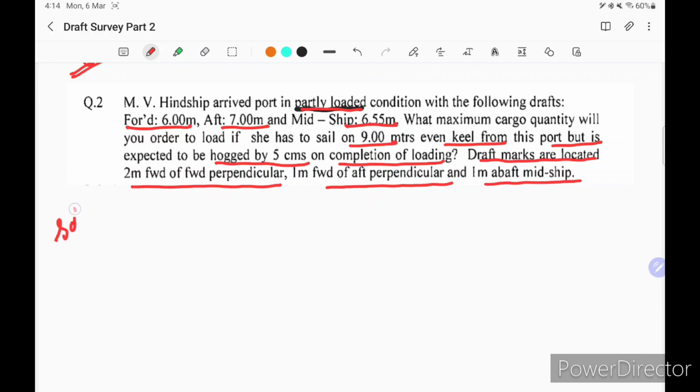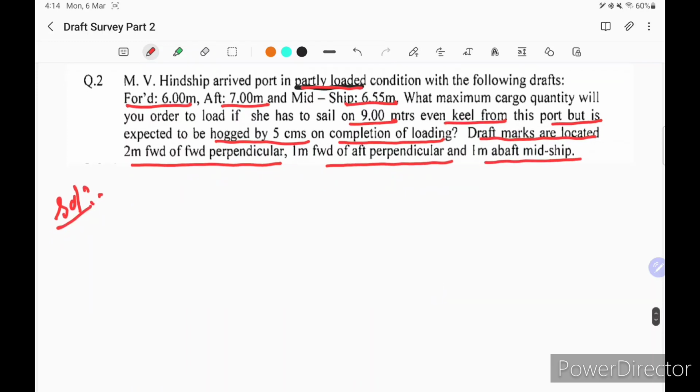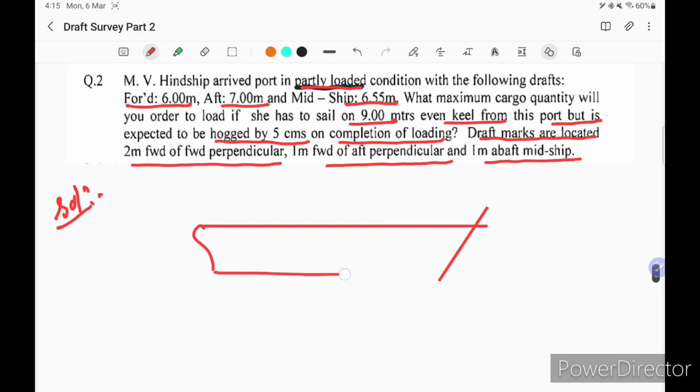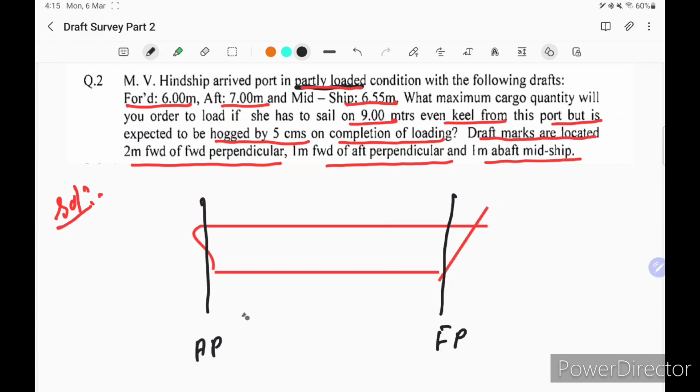So solution, how will we approach this question? Since we have forward, aft and midship drafts, not port and starboard, we'll directly move to the second step. We'll draw the diagram. So first we draw. Okay, now consider this our forward perpendicular, this our aft perpendicular. So the distance between them is 143.16.